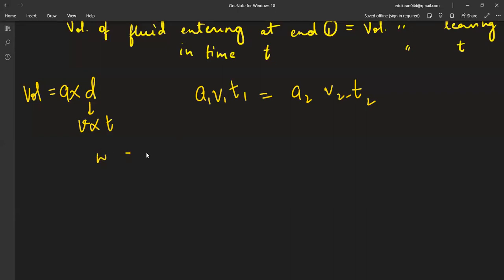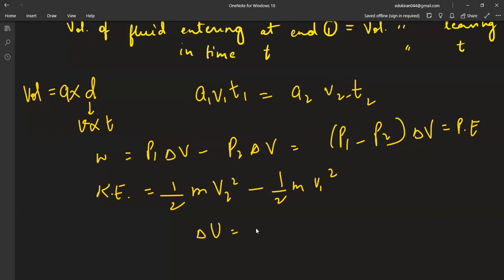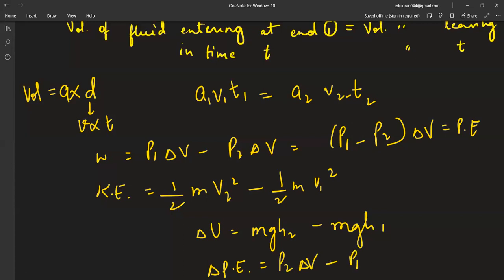Now, look, when we're talking about work done, P1 delta V minus P2 delta V, we can take P1 minus P2 common into delta V. This is the pressure energy. Remember, P delta V. And what about the kinetic energy? This is half m V2 square minus half m V1 square. Potential energy: mgh2 minus mgh1. Everything that we have studied. What is pressure energy? P2 delta V minus P1 delta V. And what is the total work done?